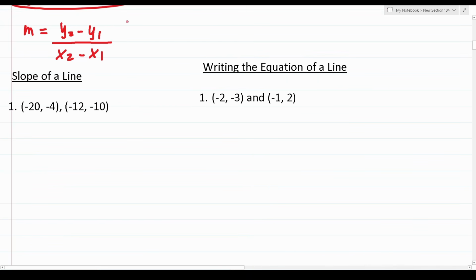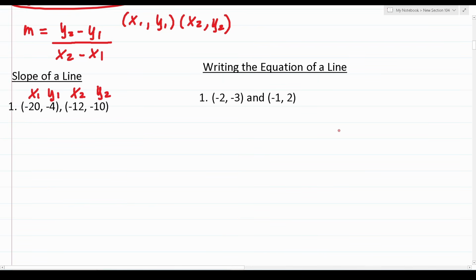So again, we can express those like this. This would be x1, y1, and this would be x2, y2. All right, so with that in mind, let's take a look at this first question here. We want to find the slope of a line that passes through the points negative 20, negative 4, and negative 12, negative 10. Well, the first thing you should realize is that you can label these. Again, this would be x1, which would make this y1. Therefore, this is x2, and that makes this y2.